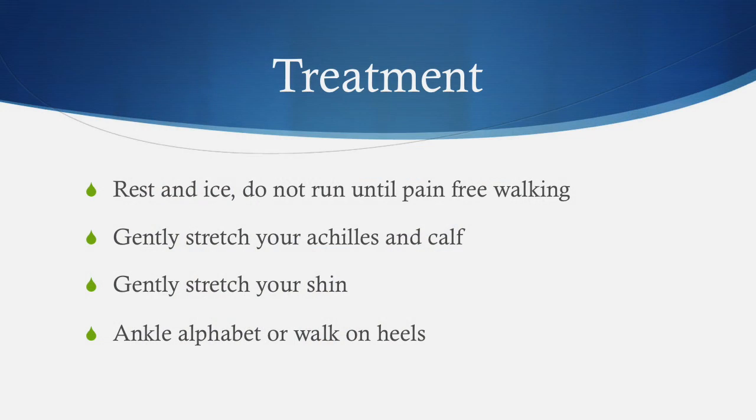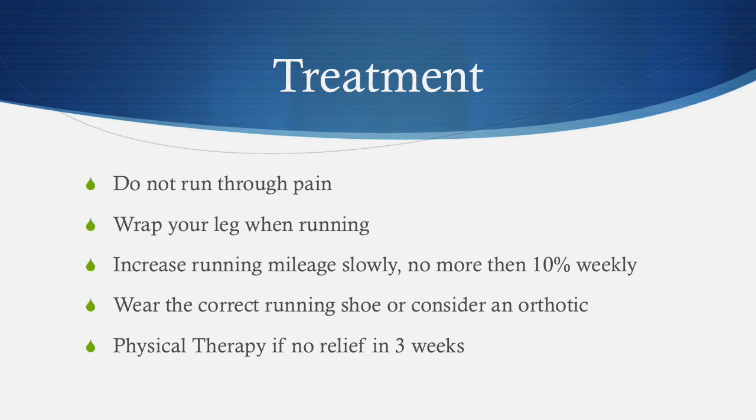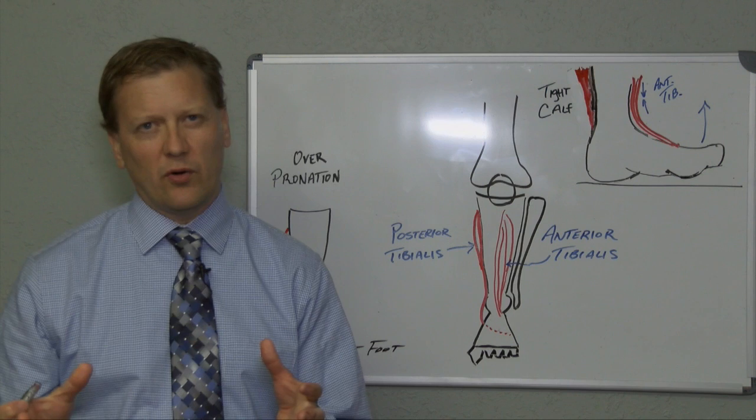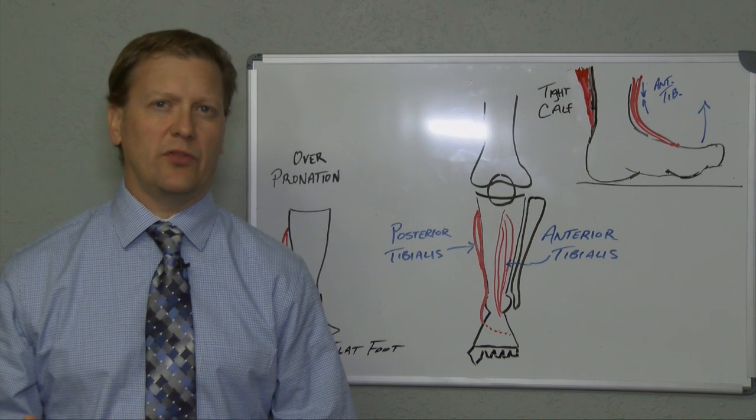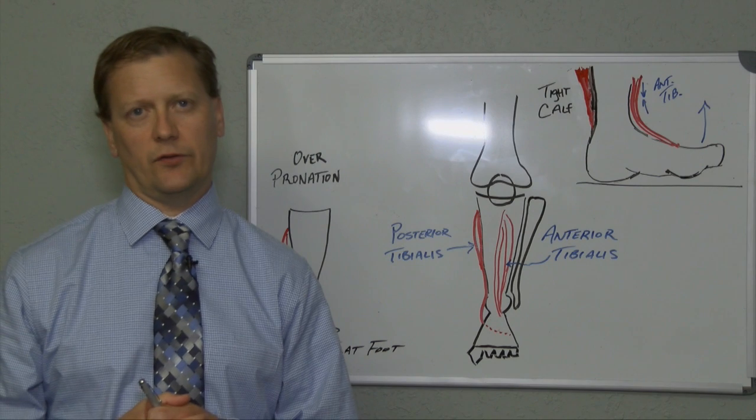Treatment for shin splints is actually quite easy. Most shin splints will resolve quite quickly within about 3 weeks. You just want to rest and ice. You don't really want to start running until walking is pain-free. You can wrap your shin sometimes when you go out running. Some people might need an orthotic to correct for that overpronation. If you're still having pain after about 3 weeks, you really should contact a physical therapist.